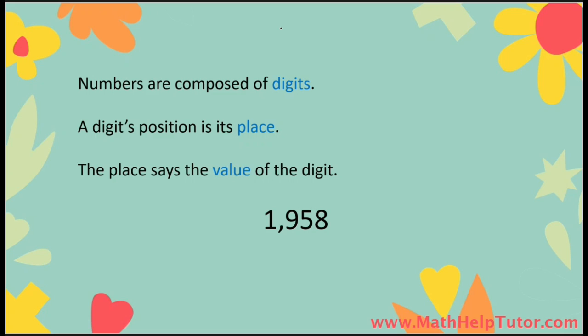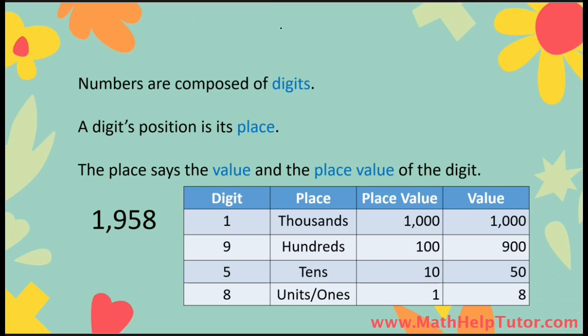Looking at the number 1958, you can see that it is composed of 4 digits. And these digits are arranged in specific places, which then indicate to us the value of each of its digits. Now, each place has its own place value. And that's the reason why we can't just switch digits around within a number. And the reason is each digit is higher in value than the digit to its left side.